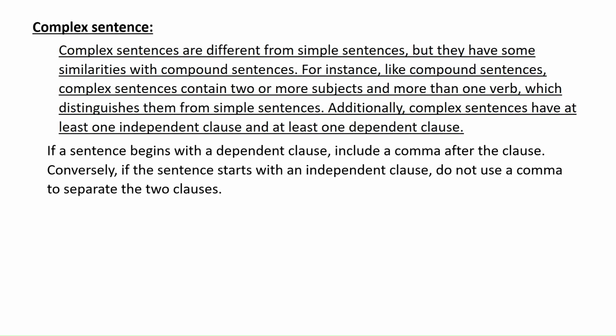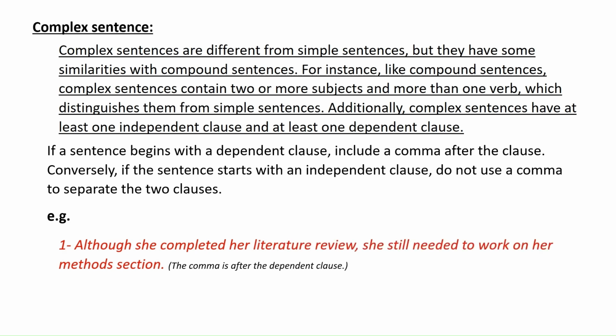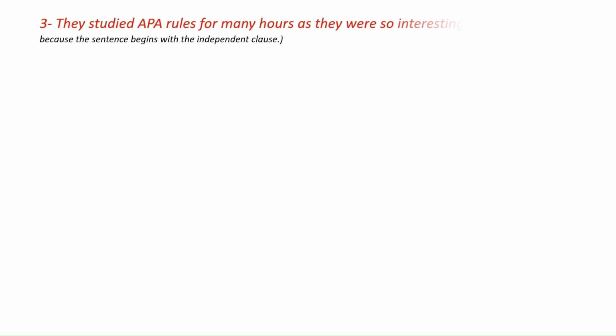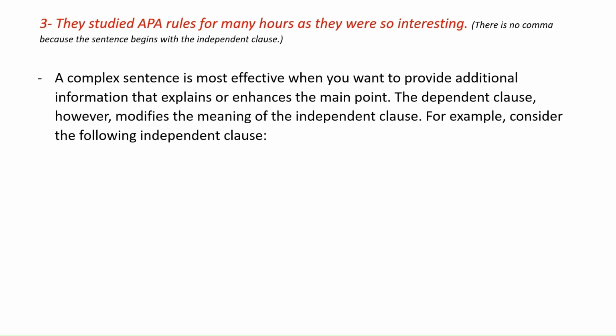Examples: Number one, although she completed her literature review, she still needed to work on her methods section. And here we ought to put the comma after the dependent clause. Two, because he organized his sources by theme, it was easier for his readers to follow. As you may notice, the dependent clause comes first, so we need to put a comma after it. Three, they studied APA rules for many hours as they were so interesting. Here, the independent clause comes first and no comma is needed.